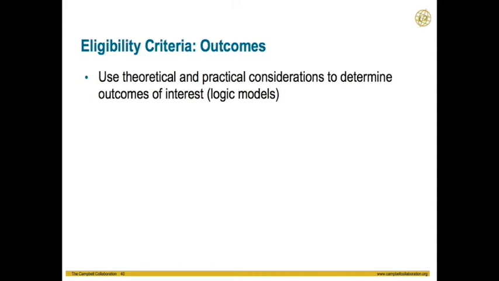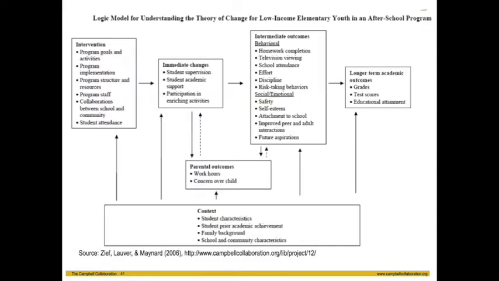When you're thinking about eligibility criteria for your outcome measures, obviously you want to provide a conceptual and operational definition for what an eligible outcome is. Sometimes people use logic models in assisting with defining outcomes. This isn't necessary for all Campbell reviews, but it can be useful, especially at the planning stage if you're doing a program evaluation type of review.